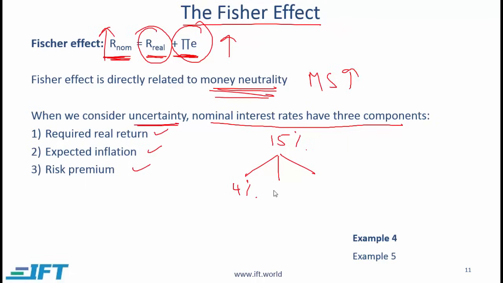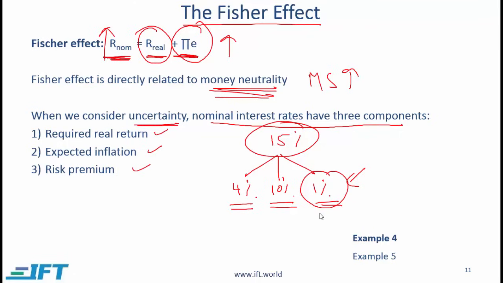There is an expected inflation. Let's say that we are in an environment where inflation numbers are relatively high. So let's say that inflation is 10%. This is actually expected inflation. And then 1% would be the risk premium. If we are investing in this bond, then clearly there is some uncertainty, there is some risk, and the premium that we as investors demand for that risk is reflected by the 1%.